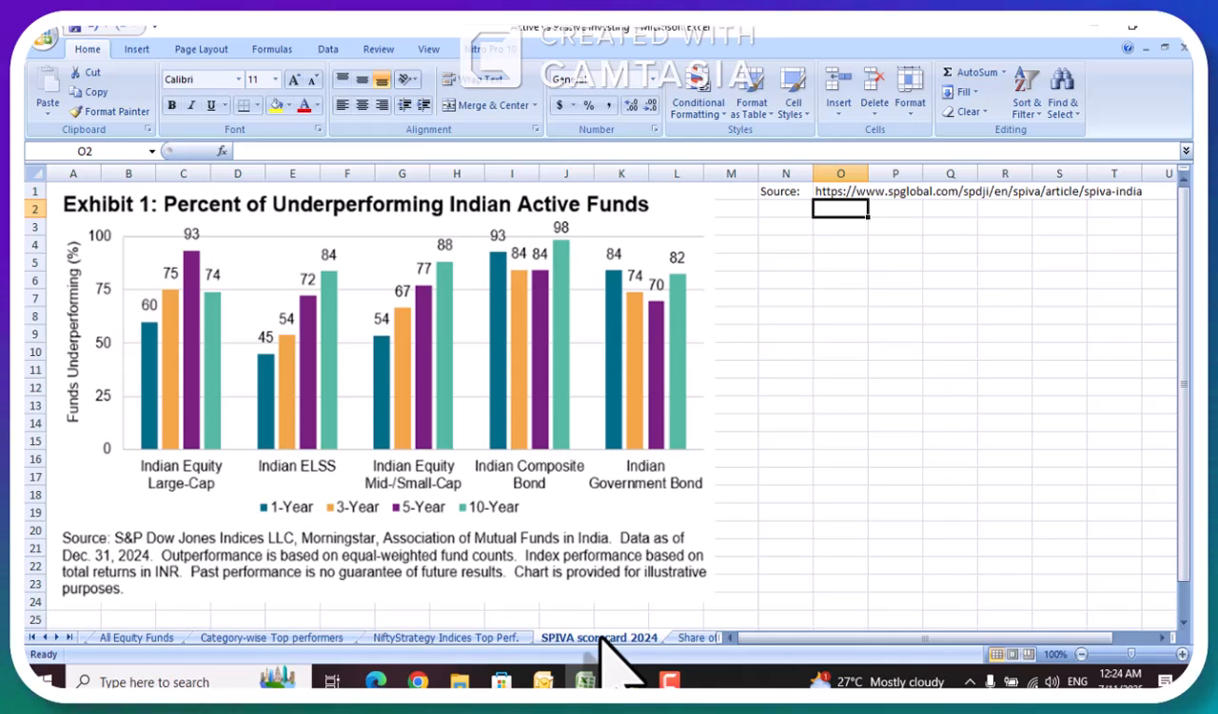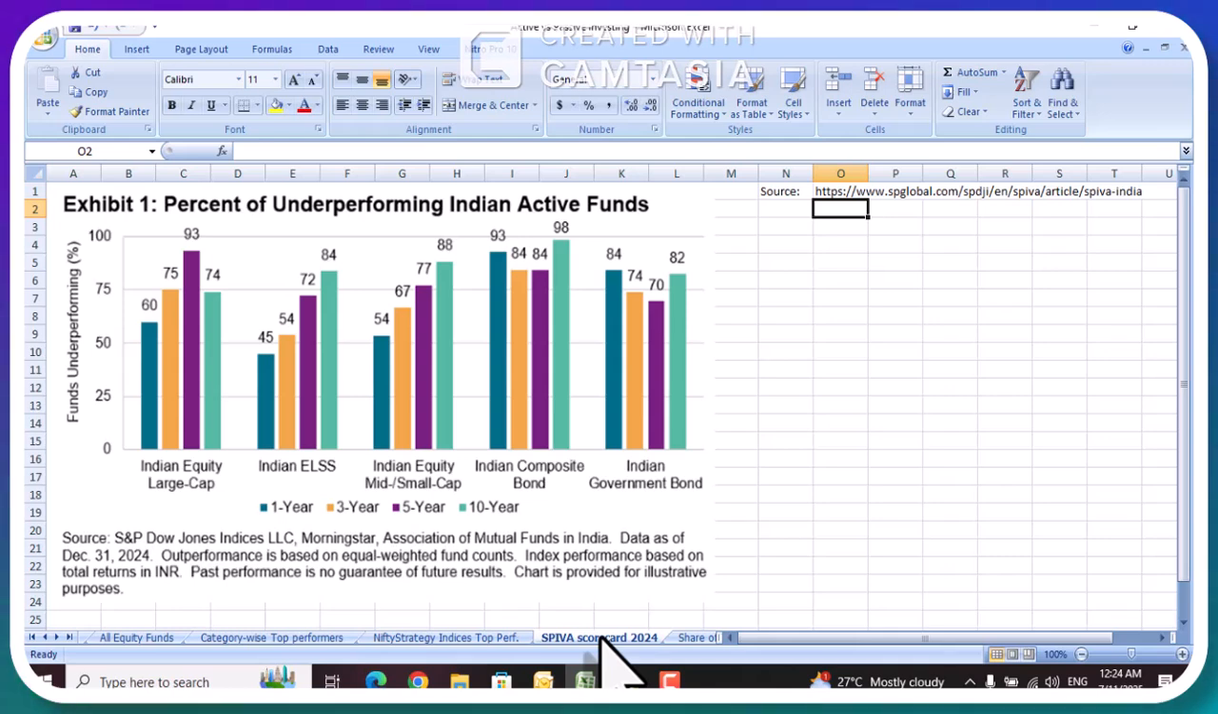If you look at the large cap across 5 and 10-year periods, let's look at the long term picture, right? Across 5 and 10-year periods, 93% and 74% of the active mutual funds have underperformed the S&P passive benchmark. When it comes to ELSS funds, it is 72% and 84%. A huge number. I would have expected the figure to get better with the longer tenure. But for 10 years, it is 84% of the active mutual funds that have underperformed. And in the mid cap and small cap segment, again, it is 77% for 5 years, and for the 10-year period, it is again 88%.